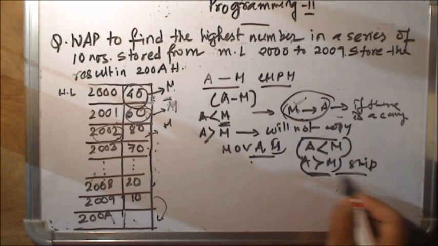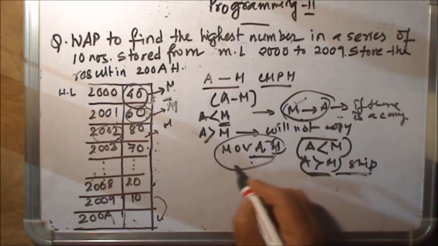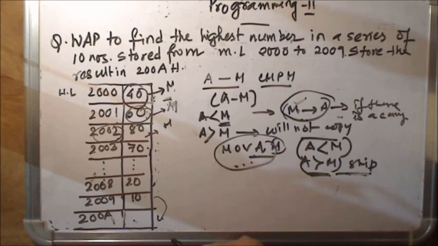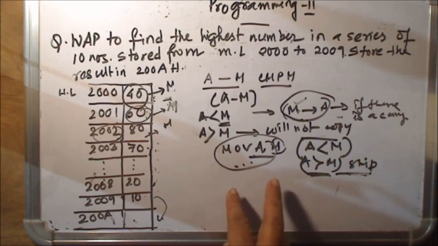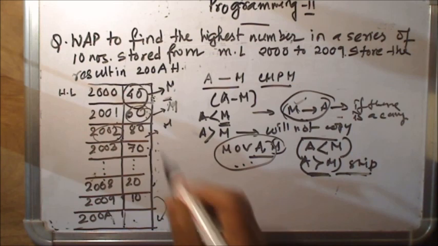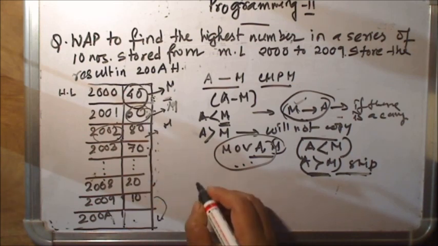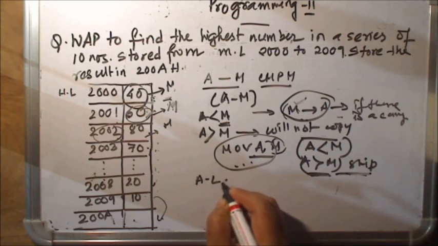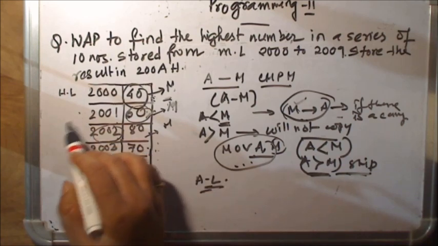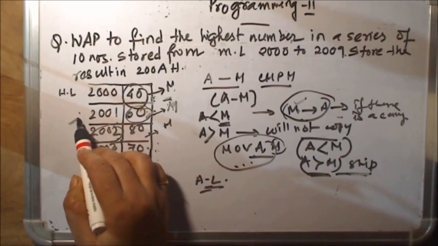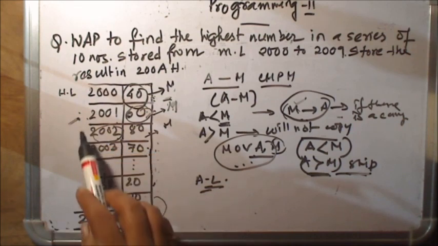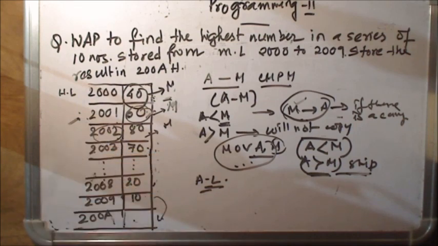Okay, if A is greater than M, then we will skip this step. Fine. Once you are done with this, we have compared the current number, one number. Now we are going to do the same with the next number. How are we going to do this? Increment the HL pair, using INX H, so we will go to the next memory location, that is 2001.